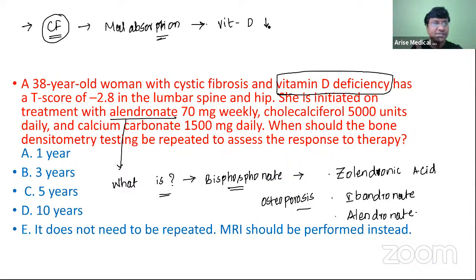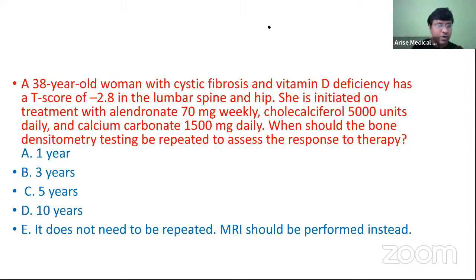So vitamin D deficiency is because the patient is suffering with cystic fibrosis, and because of vitamin D deficiency the individual is having osteoporosis. Now for the osteoporosis the patient is taking alendronate, cholecalciferol, that is vitamin D, and calcium carbonate, that is calcium supplementation. Now what actually is our question? When should densitometry testing be repeated to assess the response to therapy?